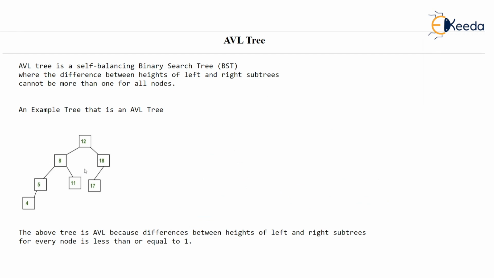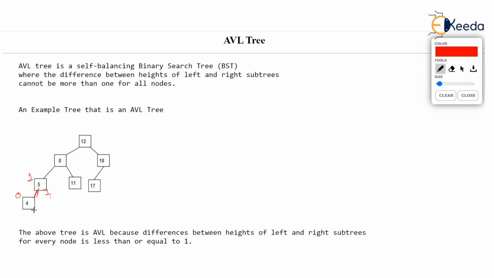Now this is an example. Example tree is an AVL tree. What do you mean by AVL tree? Balanced. Yes. This tree is balanced really. Or really is it balanced? If you note the cursor position now from the bottom level, 4 is balanced because left height minus right height for 4 is 0. Correct? 5 is balanced because difference between left and right for 5 is 1. 11 is balanced. Correct? 0 minus 0. 17 is balanced. 0 minus 0.